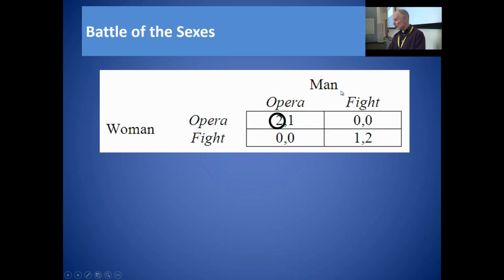If the man chose to go to the prize fight, the woman would choose to go to the prize fight also. 1 is preferred to 0. And that's it. Those are the best responses for the woman.